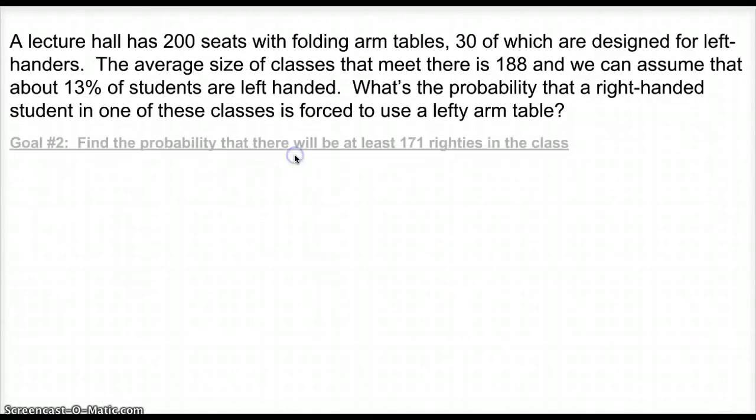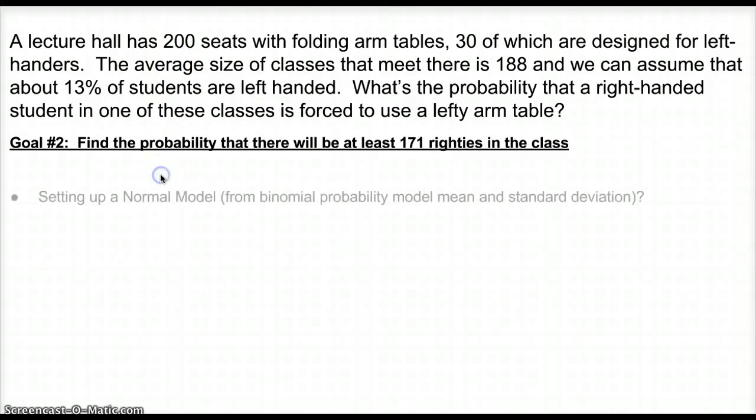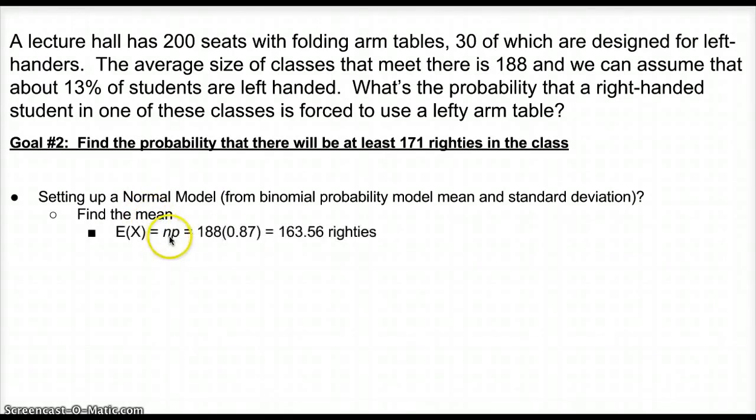Now what we have to do is find out, same question, the probability that there will be at least 171 righties in the class. Because if that number changes, then our other numbers will change. So we have to find out the probability of this also. Okay, so setting up a normal model from the binomial probability model and the mean and standard deviation. So we need to use our formulas. And so the expected value on the binomial is n times p, where n is the number of trials and p is the probability. So to find the mean, it's n times p.